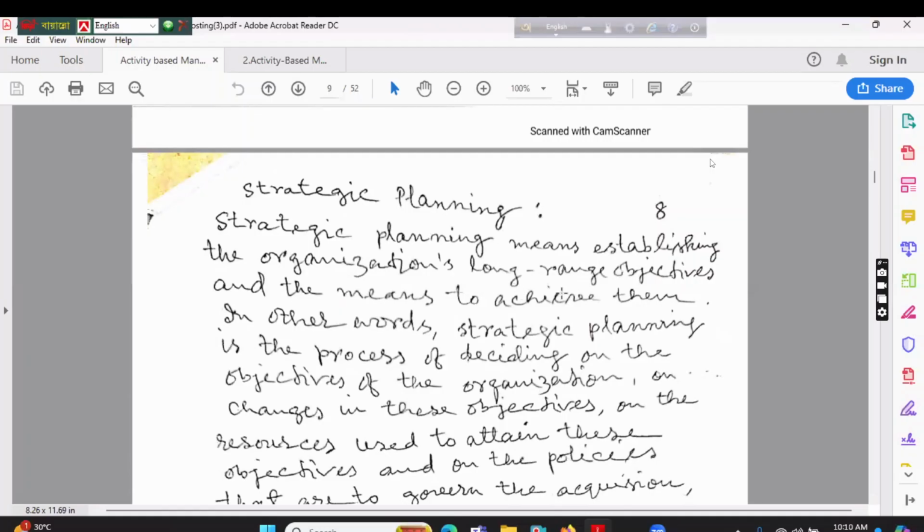Strategic planning means establishing the organization's long-range objectives and the means to achieve them.